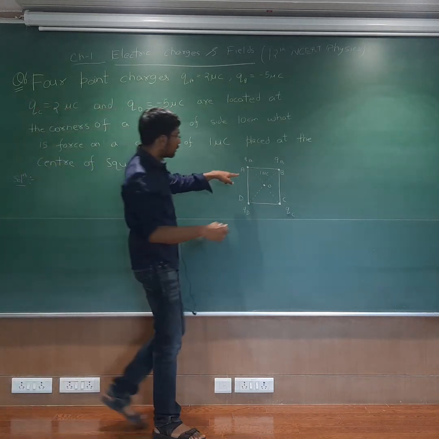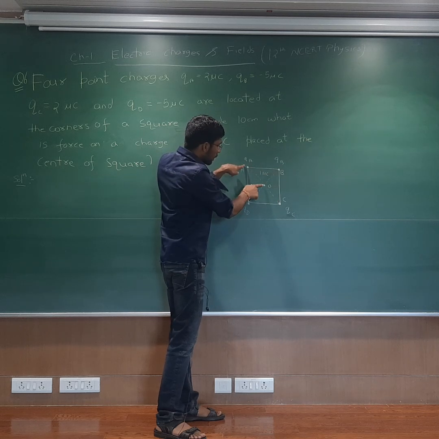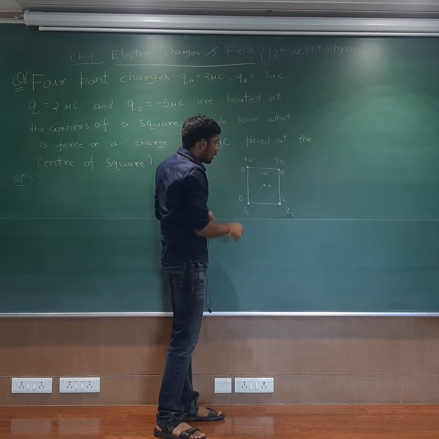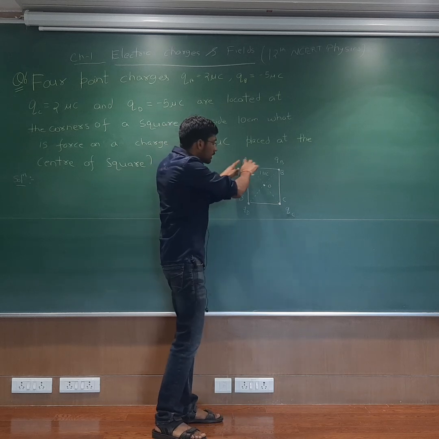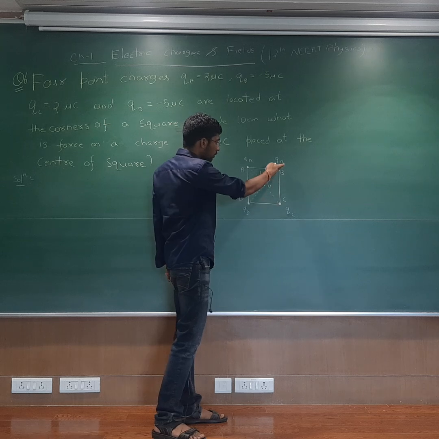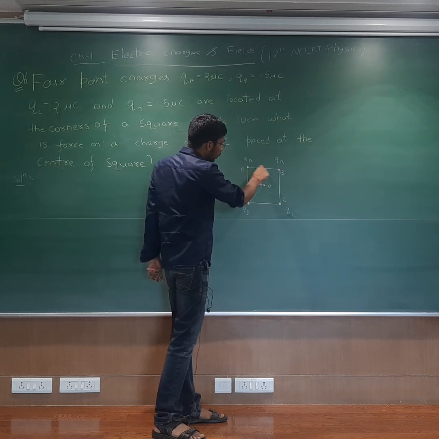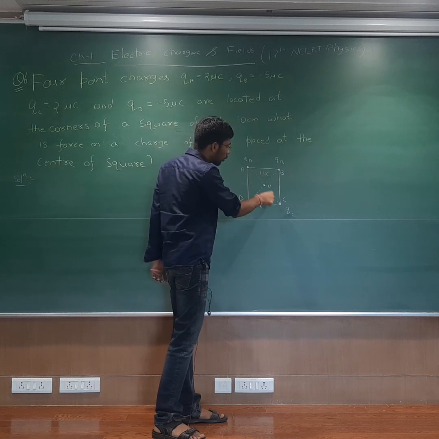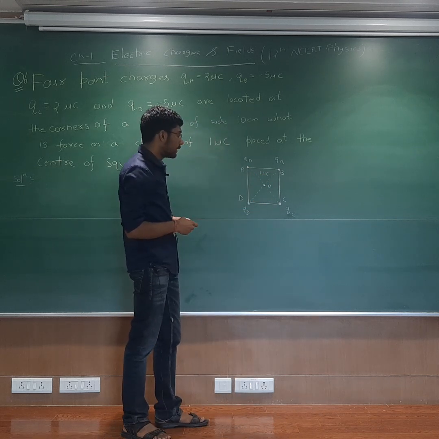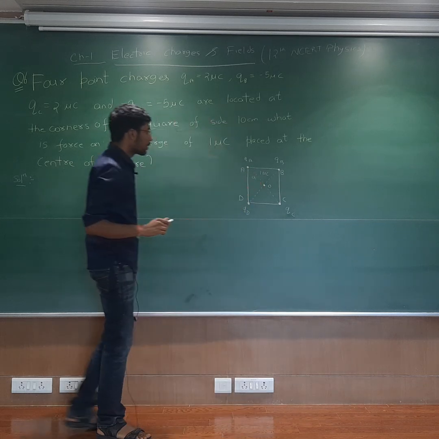So for calculating the force on this charge due to all these other charges, I need this distance. In a square the diagonals are equal, and diagonals also bisect each other. So all these segments are equal in length. Let's suppose it to be A.